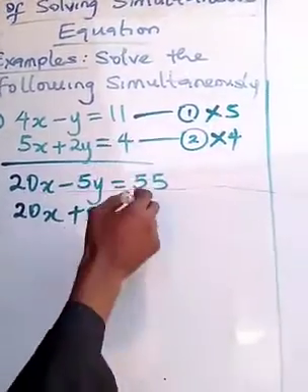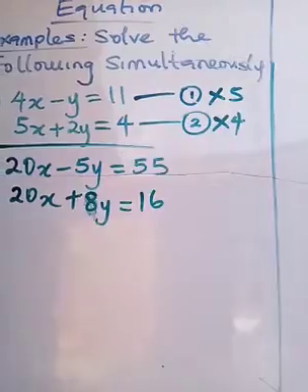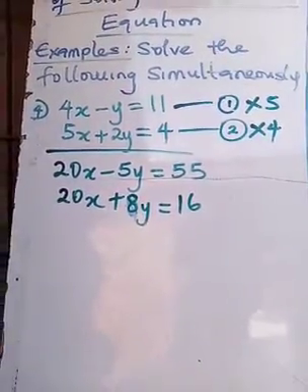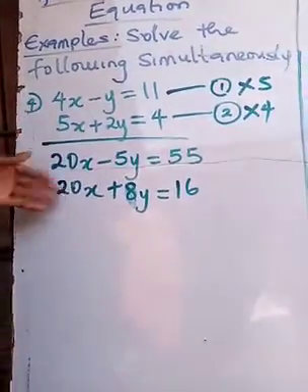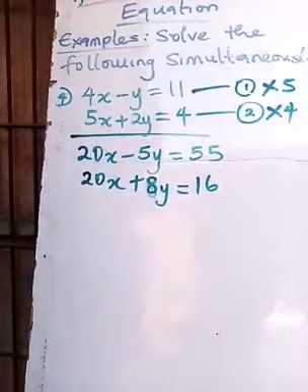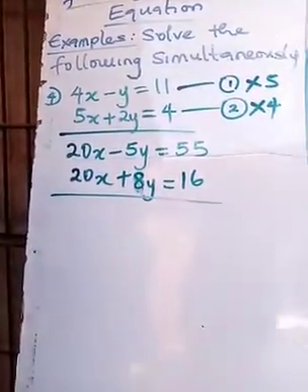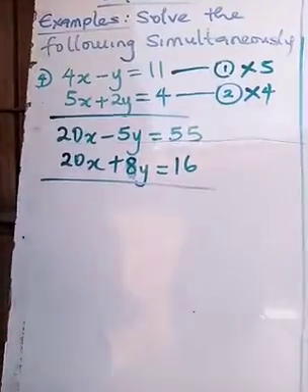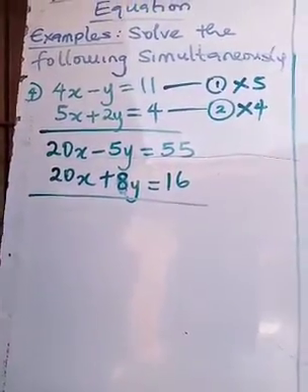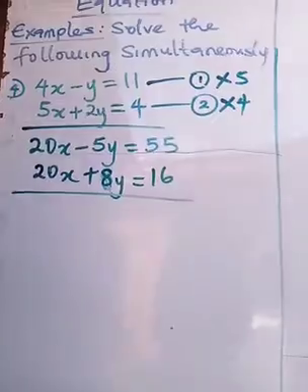Then 4 times 4, that's 16. So now you can see they have the same value, so we can eliminate. If you are eliminating, it is either you add or you subtract. So I want you guys to take note of something.